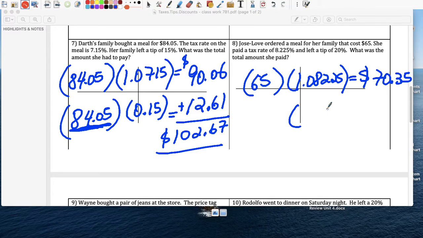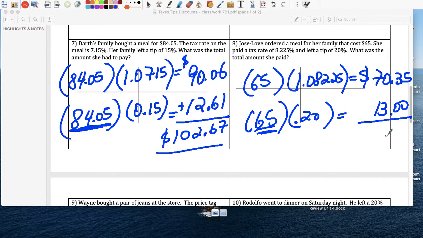Now I have to add tip. So again, I'm going to calculate my tip, 20% tip based on my total, which is 65, right? The total without the tax. So that's 20%, $6.50, $13. So the tip would be $13. So the total would be $83.35.